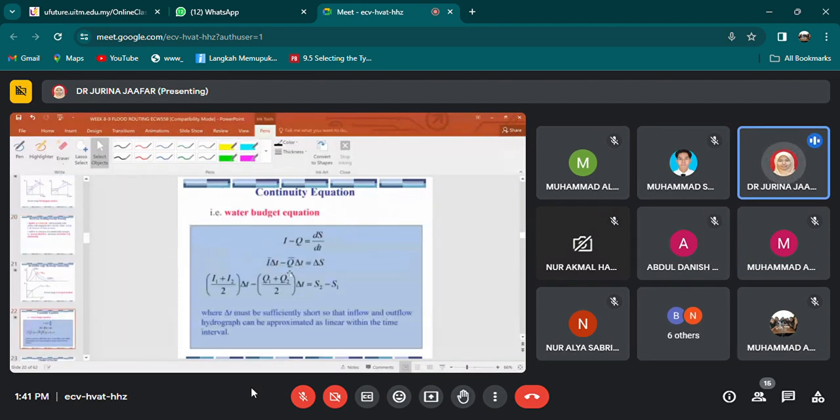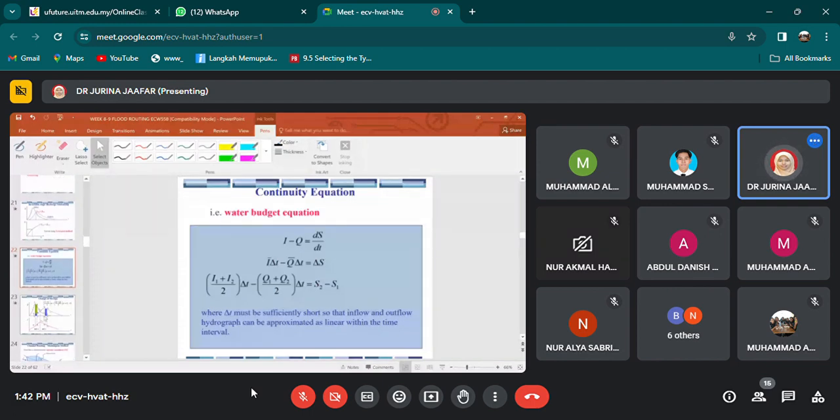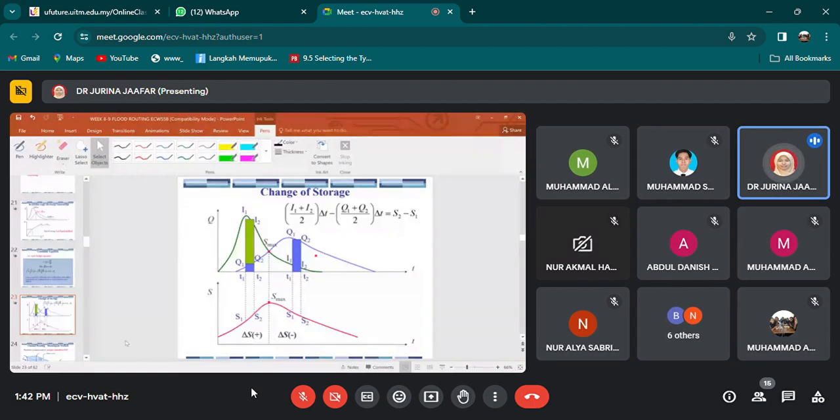they use the same formula, iaitu continuity equation. Inflow, I adalah inflow, Q adalah outflow. So the average of the inflow minus average of the outflow sama dengan storage. So that is basic of the equation. Okay, masih lagi kita nak tengok the continuity equation, what happening dekat downstream.